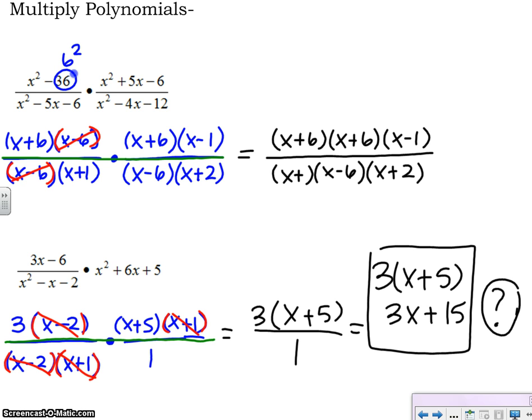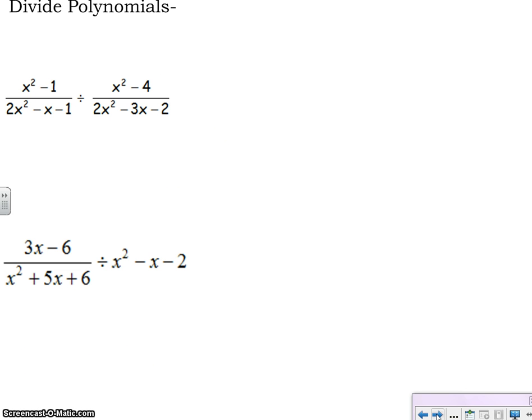All right, let's go ahead and talk real quick about division, and then we'll be done. Yay! Okay, remember divide polynomials? Typically when we do this, we're going to rewrite this as a factored problem. So we're going to have x plus 1 times x minus 1, because we're factoring x squared minus 1. Our denominator will factor to 2x plus 1 times x minus 1.